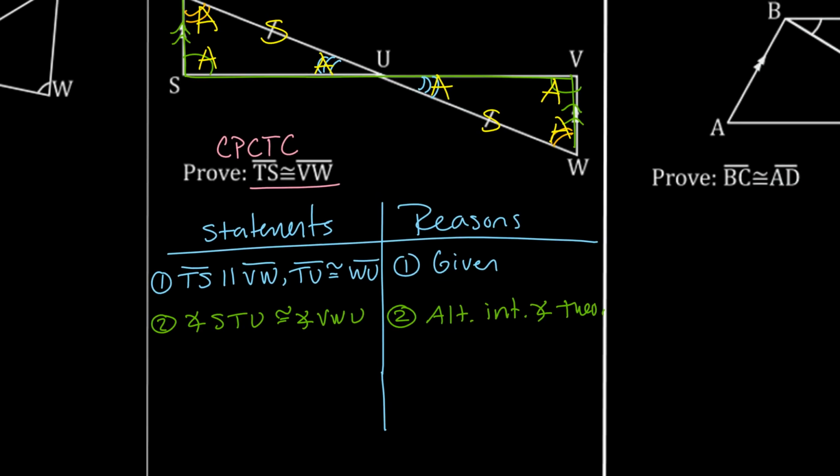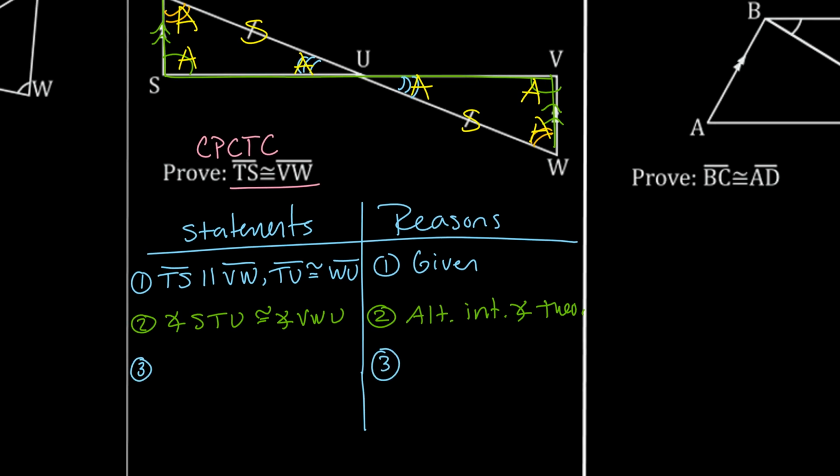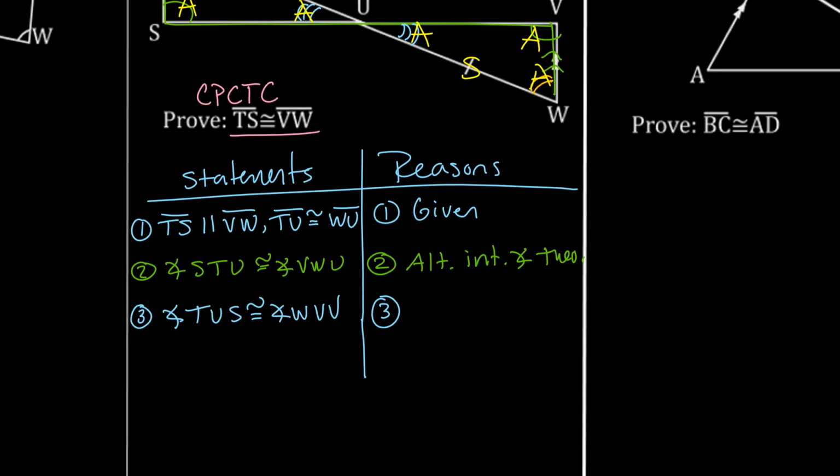So then, number 3, what did we then state? We stated the vertical angles. So, what can I call this angle here? Angle TUS is congruent to angle WUV. The vertical angles are congruent, and how do I know this? By the vertical angle theorem.